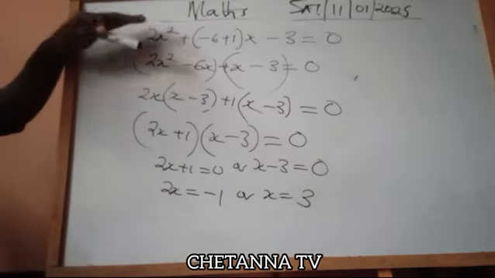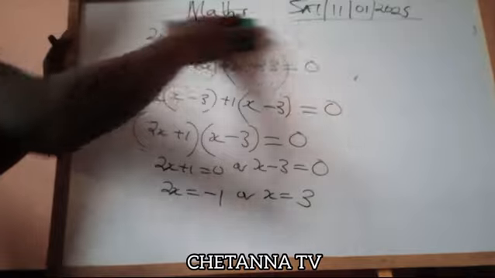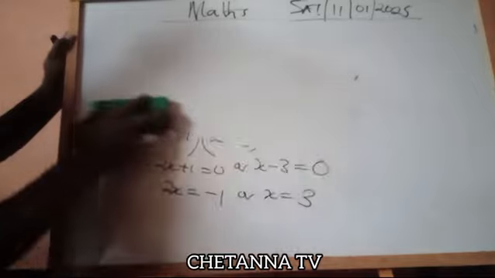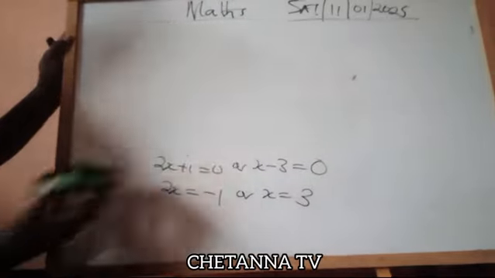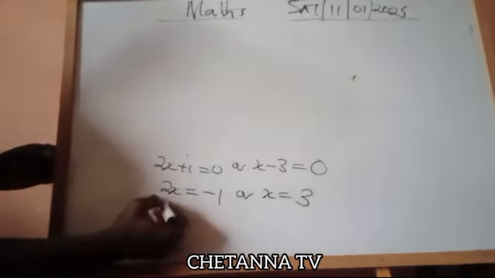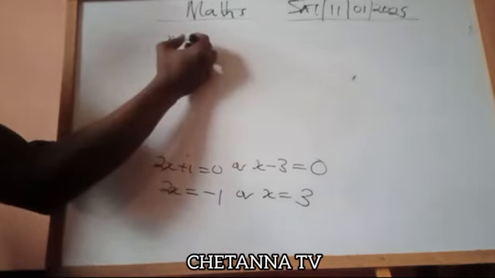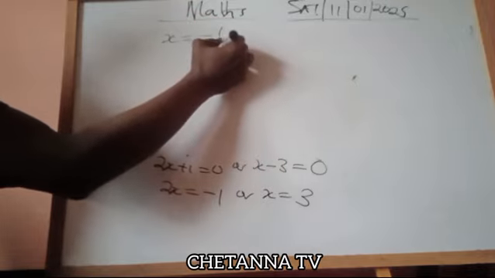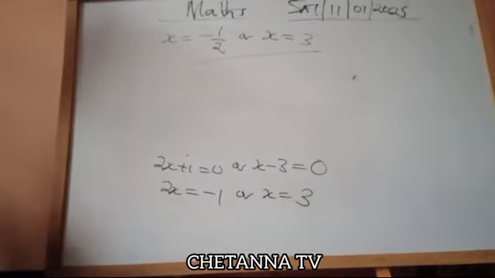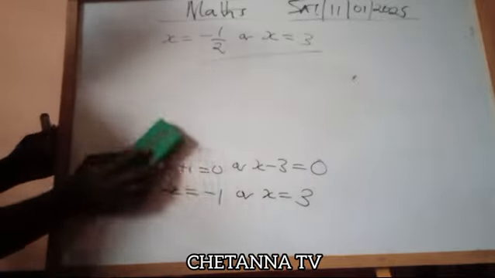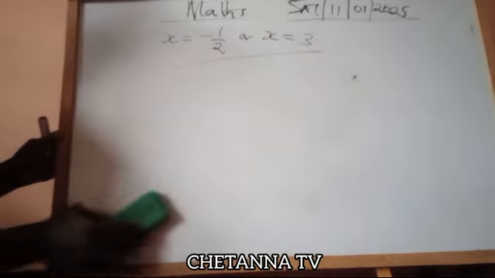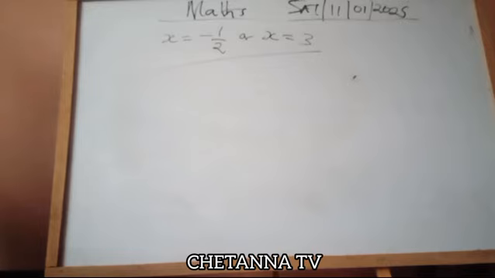Let's come on. Have you put down these ones? This implies that if you divide both sides by 2, we have that x is equal to what? Minus 1/2, or x is equal to what? 3. This is the answer. Check and confirm if it's the answer, if we have the same value. If not, we check where the error is. Is it the same thing? Okay.